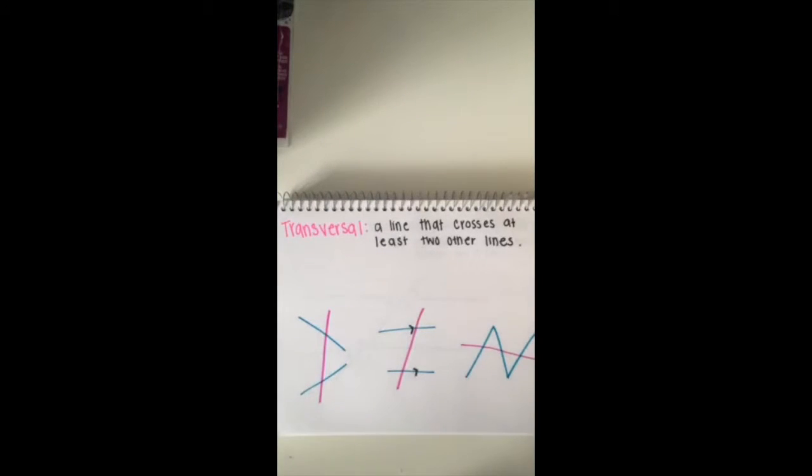Hi guys, so I'm going to talk about transversals, parallel lines, the three parallel lines theorem, and the midline theorem. So let's start off with transversals. A transversal is a line that crosses at least two other lines. They could look different. Some of them include parallel lines, such as this one right here. But a transversal could be like this or like this.